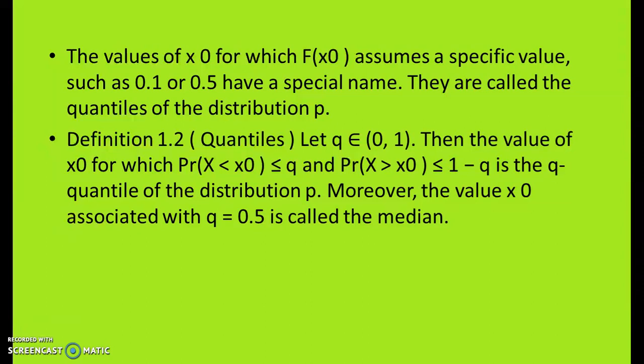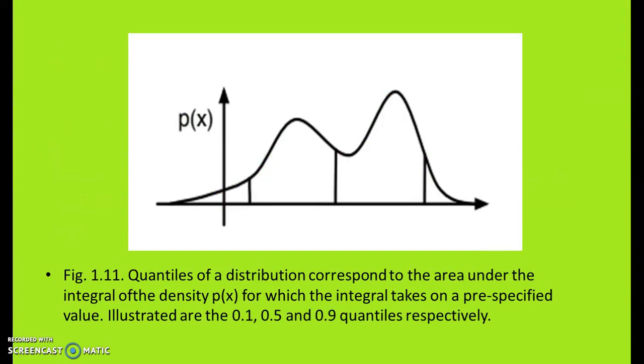So when we discuss quantiles, we are considering q and the probability of it. Moreover, the value x0 associated with q equal to 0.5 is called the median. So the quantiles of a distribution correspond to the area under the integral of the density of x, for which the integral takes on pre-specified values. Illustrated are the 0.1, 0.5 and 0.9 quantiles respectively.